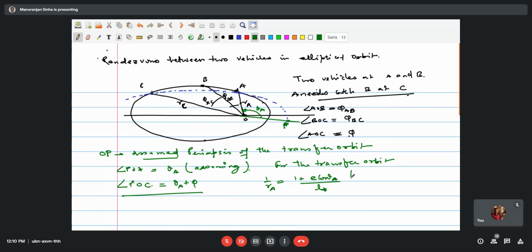Similarly, we will have 1 by RC equal to 1 plus ET cos, and this also we can put as T to indicate this is for the transfer orbit, not for the original ellipse. For theta A plus 1.